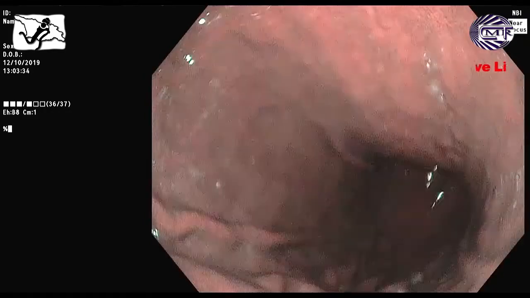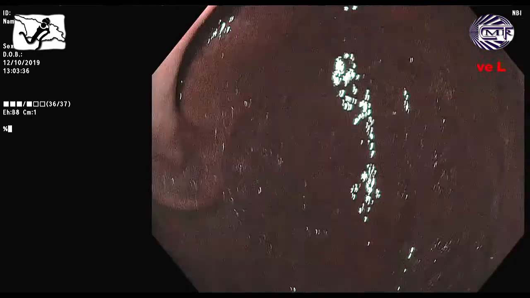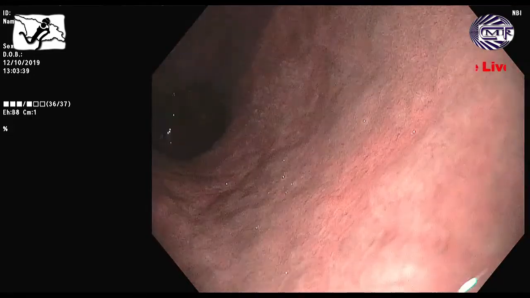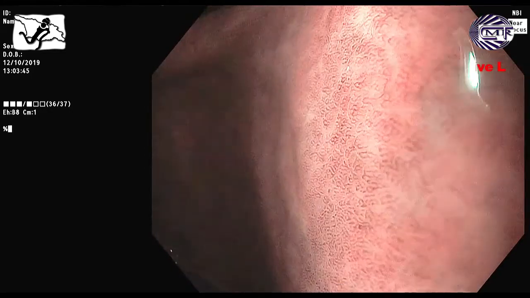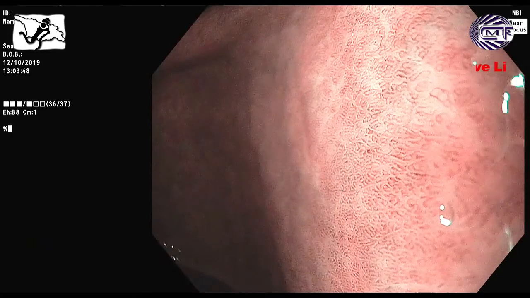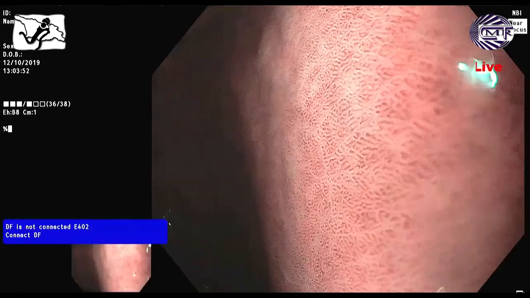And then let's go to the antrum here. Antrum, the near focus image, look at it. A little bit different, right? They're relatively thick and wide. It seems to be the villous shape of a colon, right?